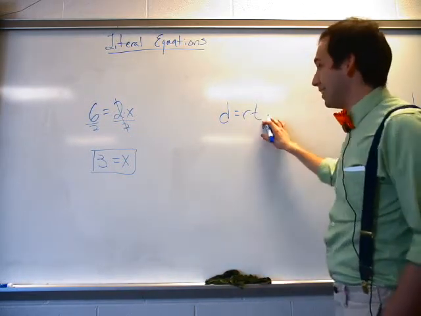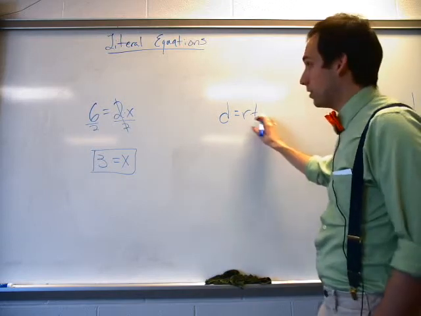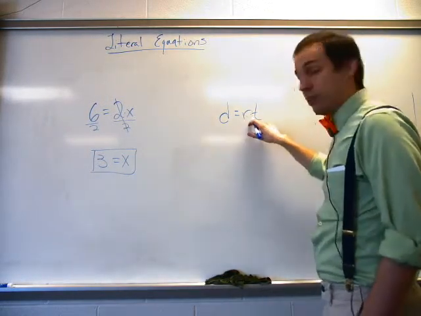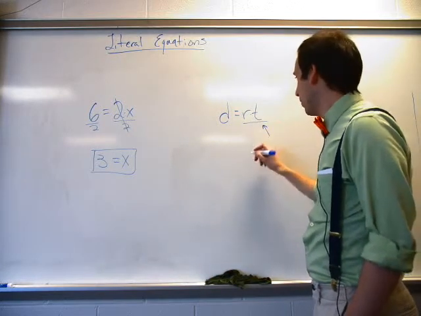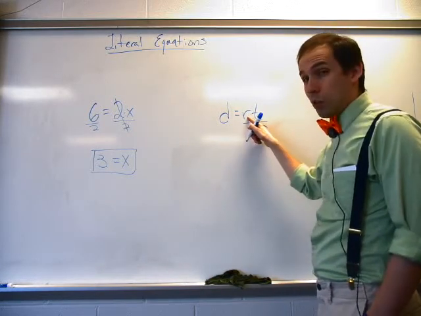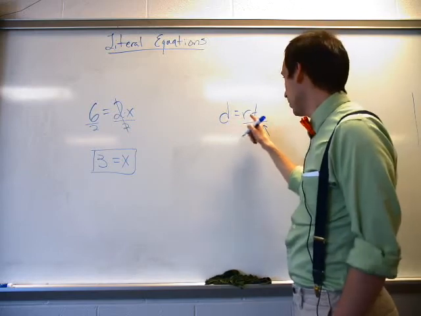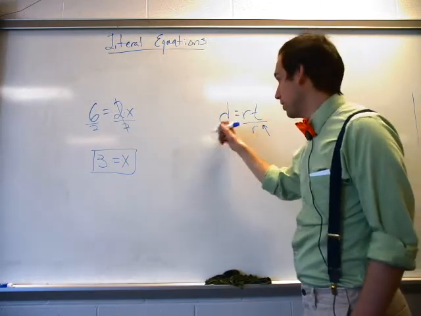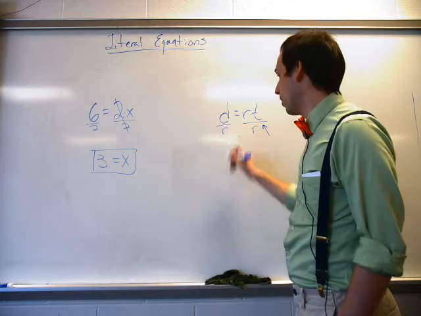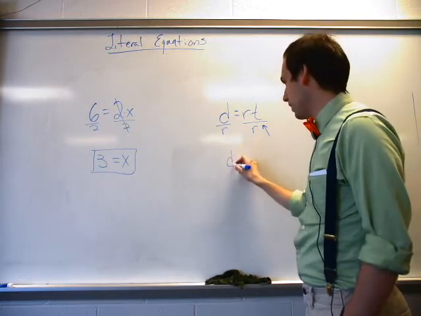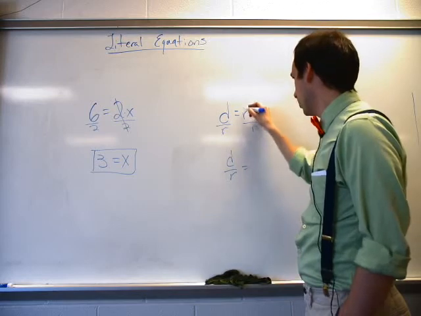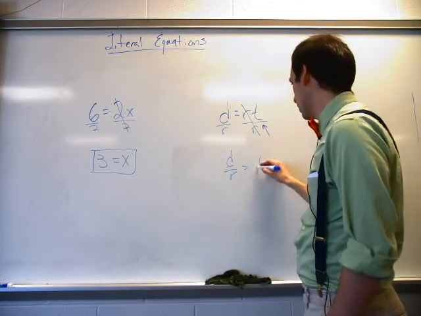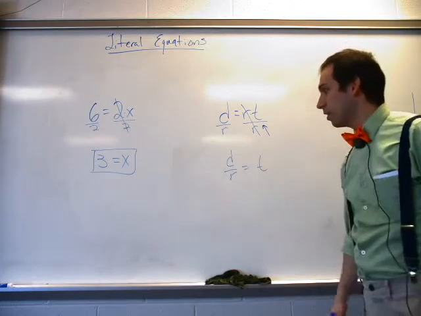Well, if I want to get t by itself, we're going to use the same process we did over here when we were trying to get x by itself. In order to undo multiplication, we're going to divide. We're going to divide by the piece we do not want to have with t, in this case r. And then if I do it to one side of my equation, I have to do it to the other side, so d divided by r as well. And I'm left with d divided by r is equal to r divided by r is 1, and then t is left by itself. 1 times t is t.